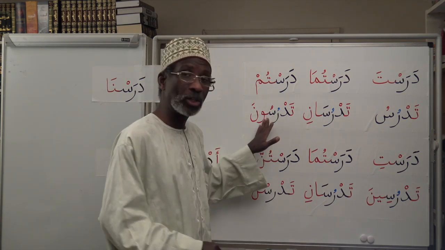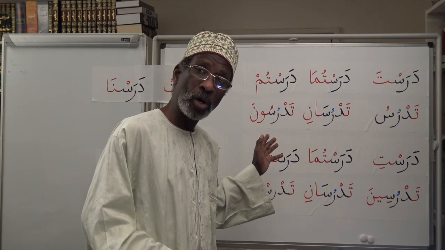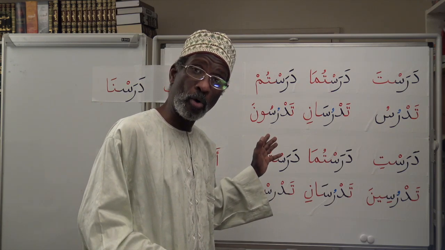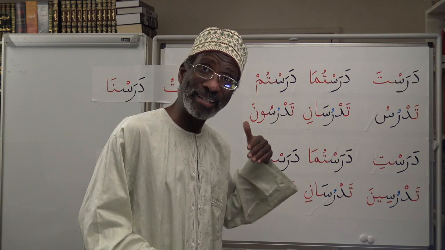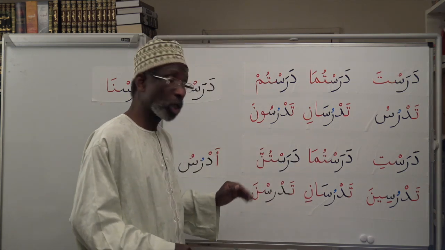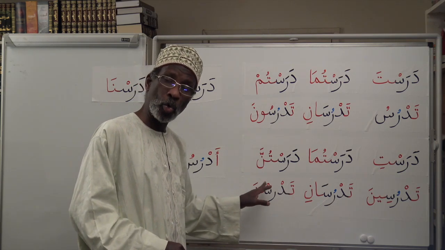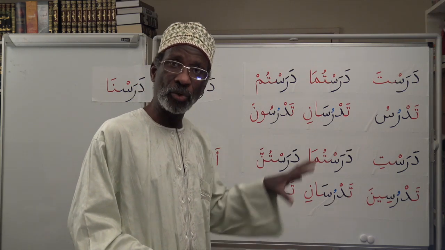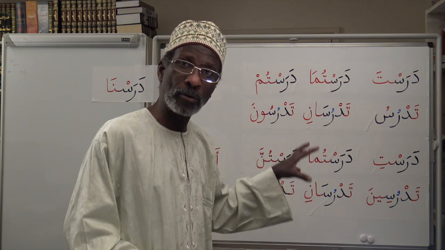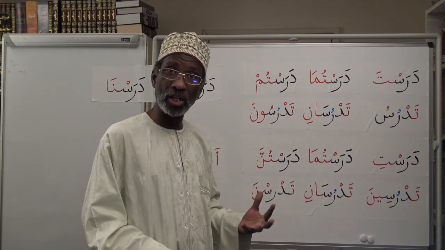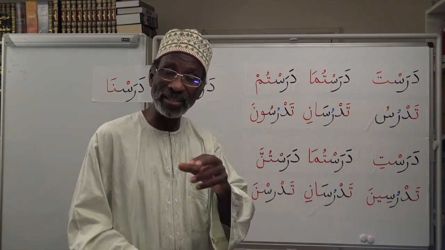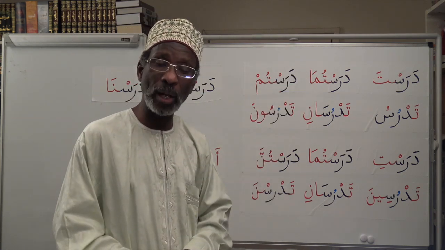In the present tense, tedrusuna, that's for speaking to three or more male: you are studying. When you are speaking to three or more female, in present tense, tedrusna, sukun, and then na. So that is your second person. That's the conjugation for the second person in the present tense, as well as the past tense.